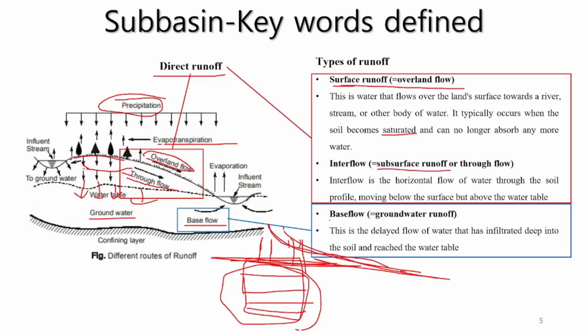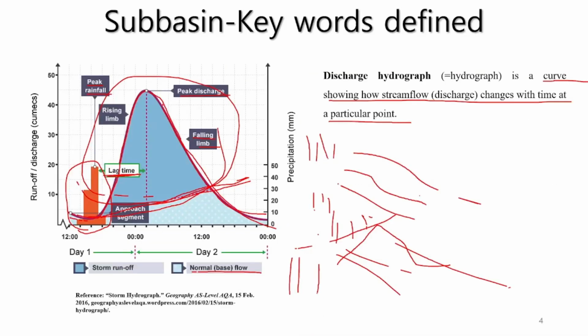And then we have base flow. Base flow is basically groundwater runoff, which is any water that's flowing below the water table. So all the groundwater in this entire area is base flow. This is the delayed flow of water that has infiltrated deep into the soil and reached the water table. That is the lower part of this hydrograph right here. That's base flow.